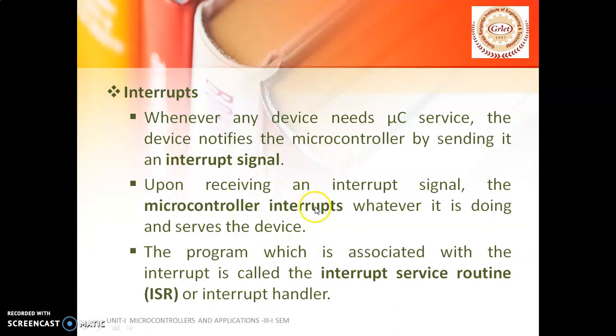Upon receiving an interrupt signal, what does the microcontroller do? It interrupts, which means it stops the current execution of the program, and then it provides the services to that device. Providing the services to that device means executing the ISR related to that particular interrupt. So what is an ISR? Interrupt service routine.